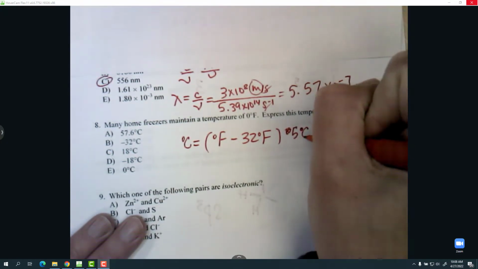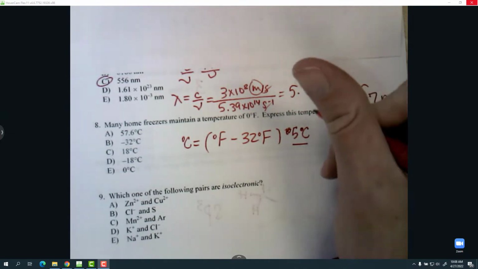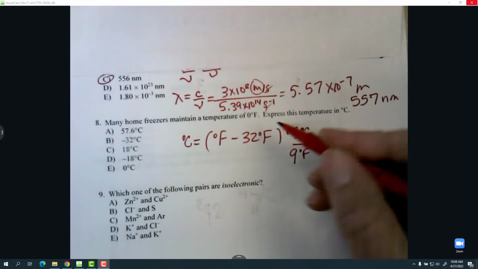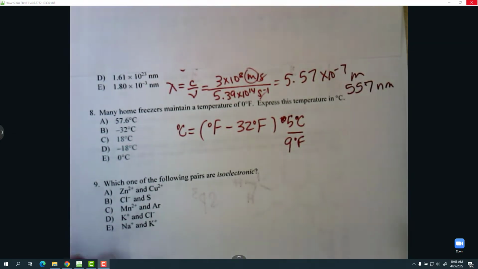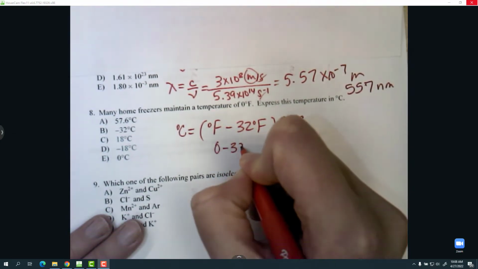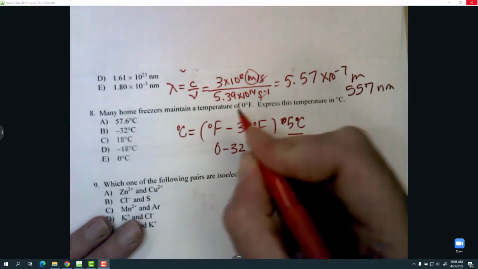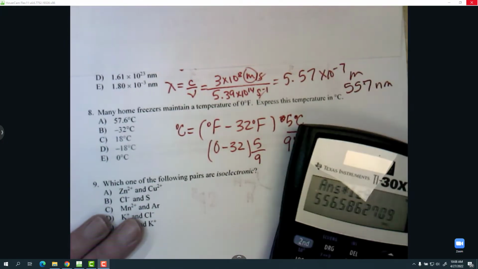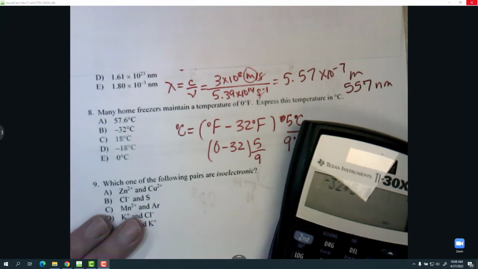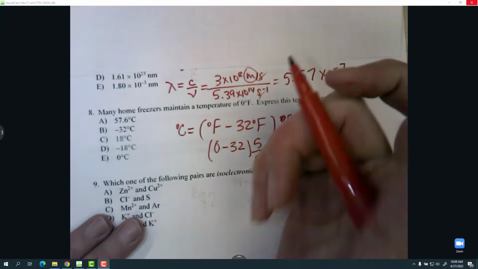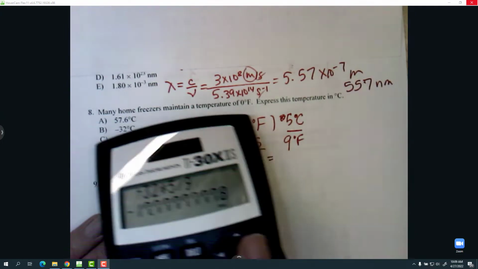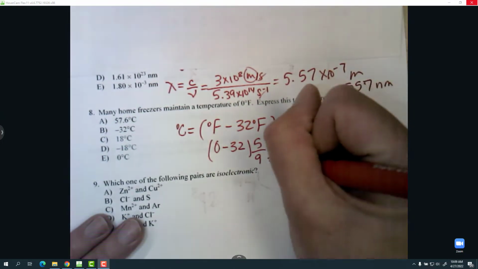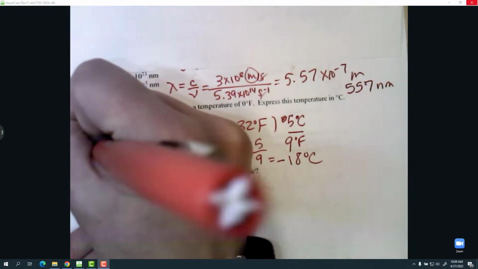There we go. Some of the stuff on here is just to cancel the units, but basically I just need to subtract 32, multiply by 5 over 9. I'm going to leave the units off, actually. This is one where I think they're not as helpful. So negative 32 times 5 divided by 9, I got negative 17.777, so I'll round that to 2 sig figs. I get negative 18. That looks like my choices.